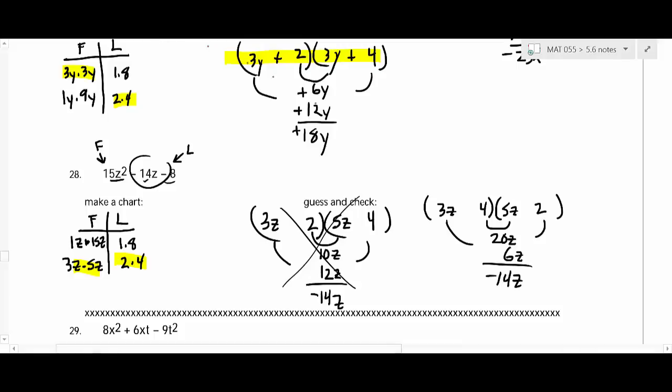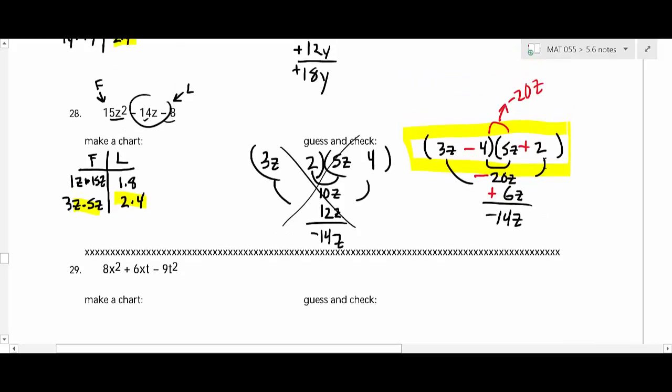So the signs have got to be negative with the 20 and then a plus like that. Now, you got to know which is which in the problem. So the 20 comes from here. If you're going to make that a negative 20z, that means that's got to be a minus there. And if you're going to get a 6, you have to have the plus there. So the correct answer would be 3z minus 4 in one parenthesis and 5z plus 2 in the other. That would be the idea. How's that look? It's harder, okay, but it's doable. That's how you can do that with a trial and error approach.